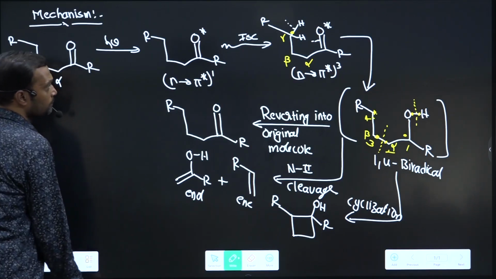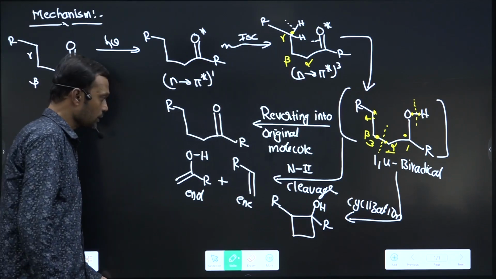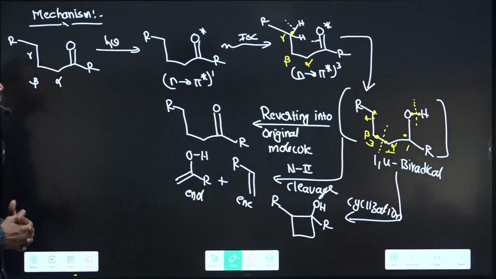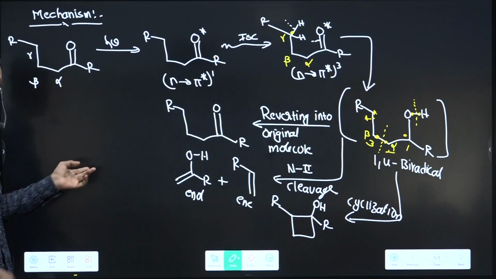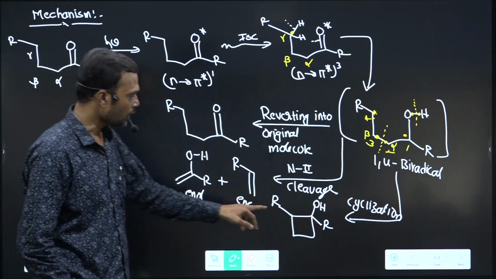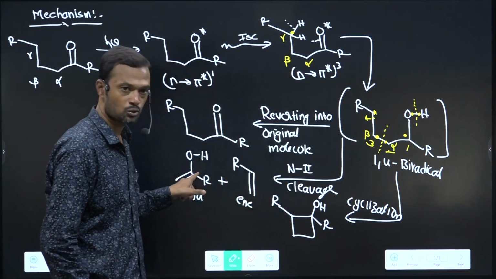So take up to here. We are closing class today. Take this mechanism for Norrish II. The remaining part we will discuss in your next class. Applications will be there. See, one point to explain. In this, which is major? This is major. Norrish II is major.